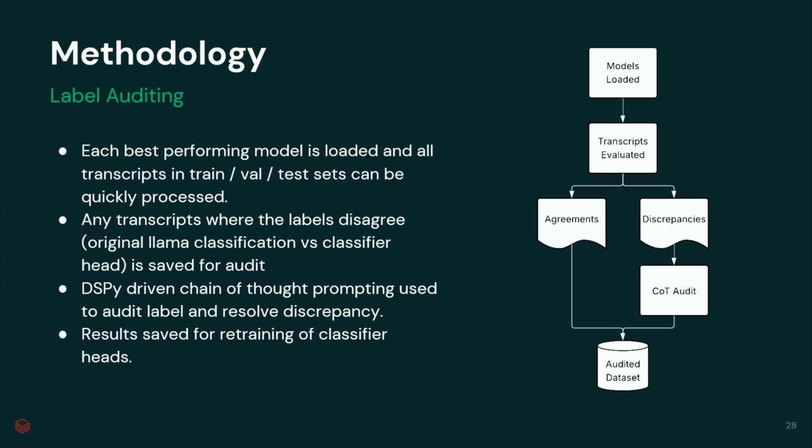What we do then is a more complex chain of thought prompting with DSPy to resolve those discrepancies. Our prompt is something like: you're a senior AT&T analyst, and you're resolving a dispute between two junior analysts who disagree on this label of this transcript. We have DSPy dictate a concise chain of thought and then a final verdict for the label. This allows us to iterate on the labels over time and improve them.